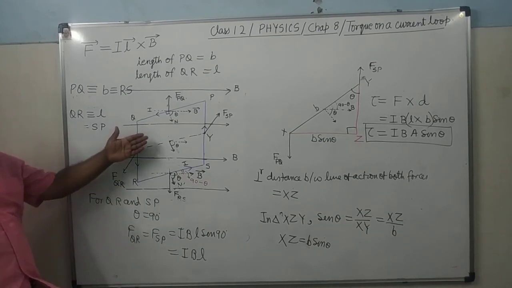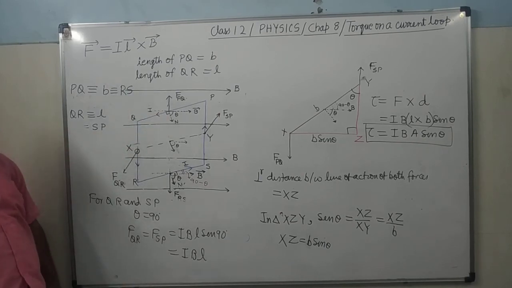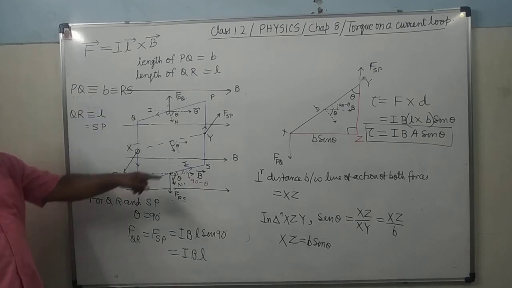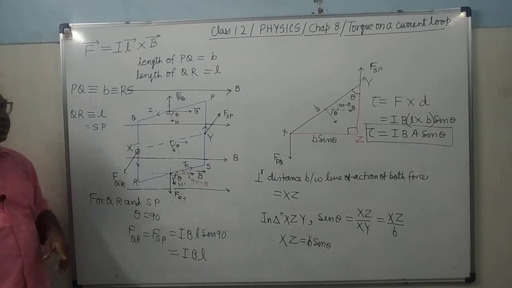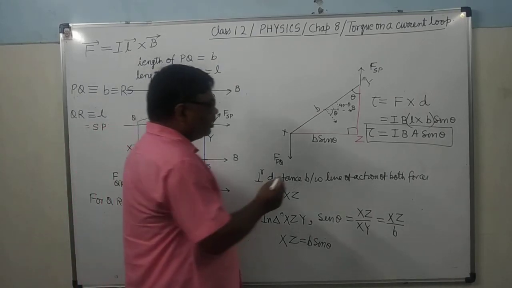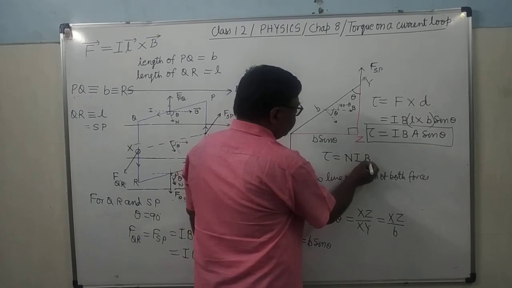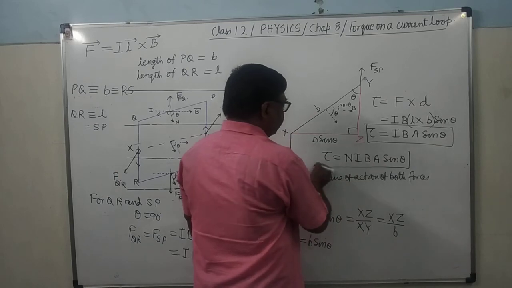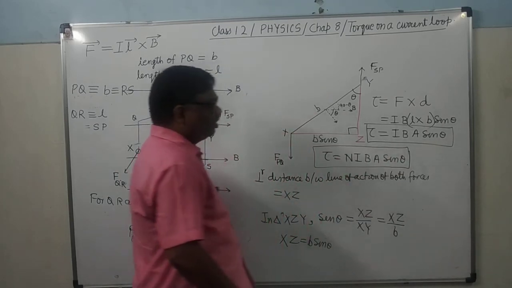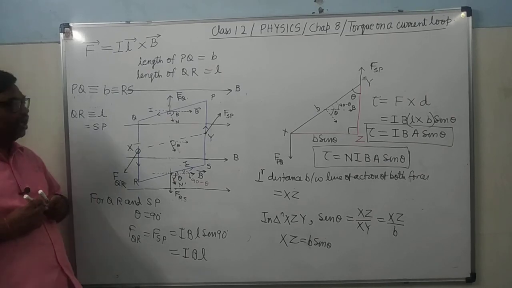in such a way that the normal to the plane of the coil makes angle theta with the direction of the magnetic field. It's clear? Now if the coil has n turns, instead of one turn, then this torque will become tau equals NIBA sin theta. It's clear? This much torque will act if there are n turns in the coil.